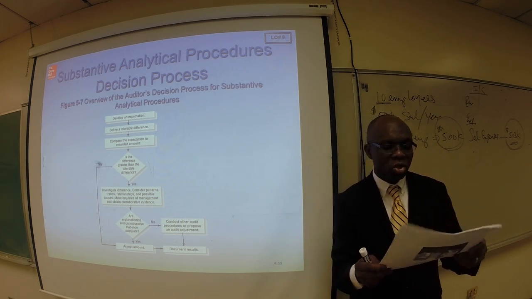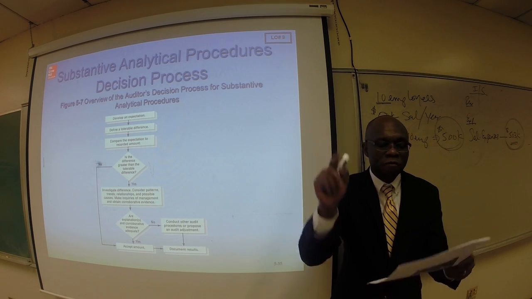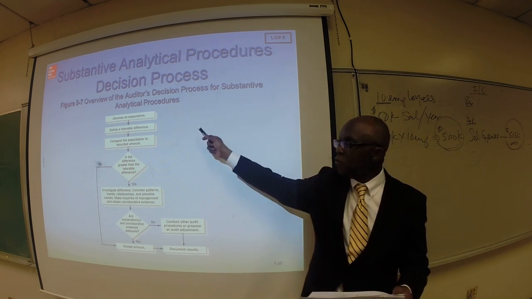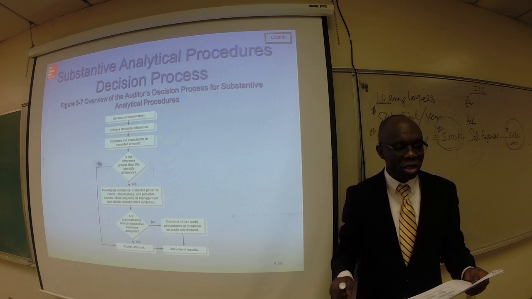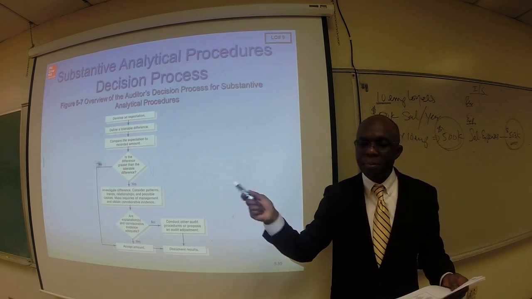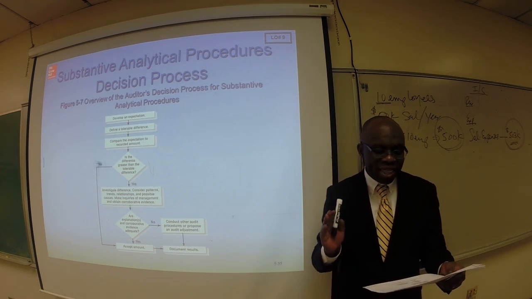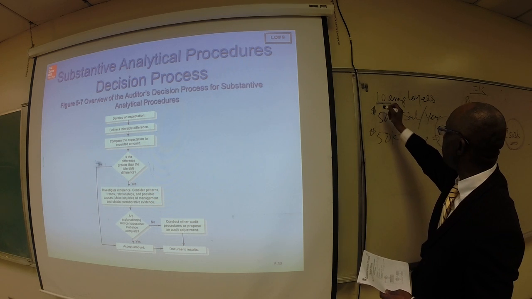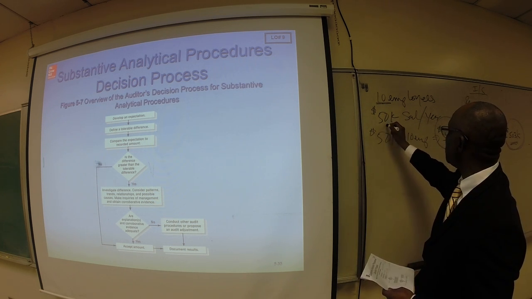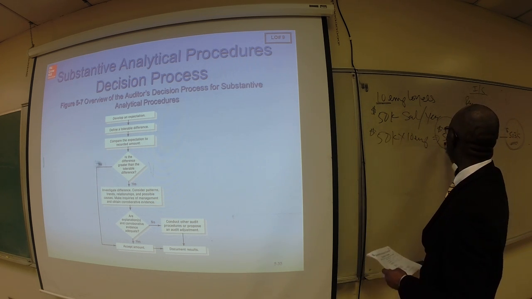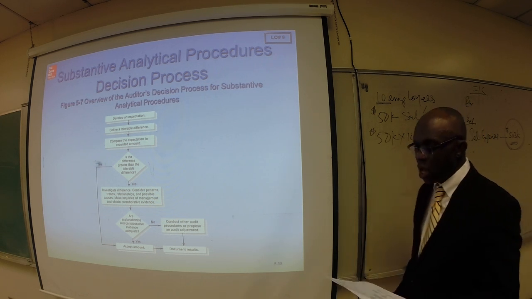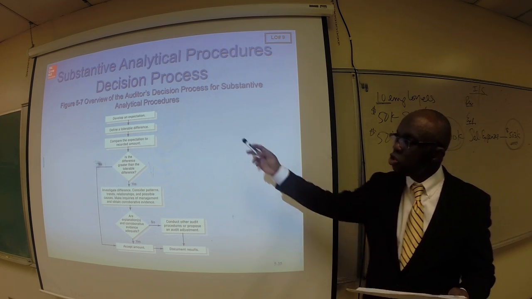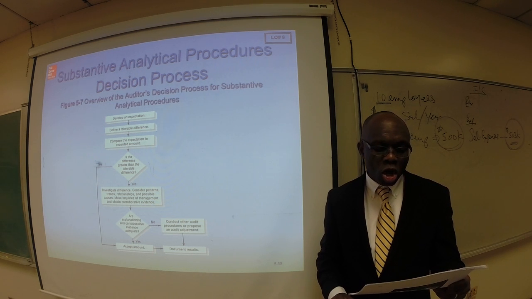When you are using substantive analytical procedure, we are asked as an auditor, first of all, to develop an expectation. If you can see here, you have to take a look at your PowerPoint on your laptop. So we develop an expectation. In this case, since I know that there are 10 employees and the average employee makes $50,000 a year, my expectation will be $500,000.